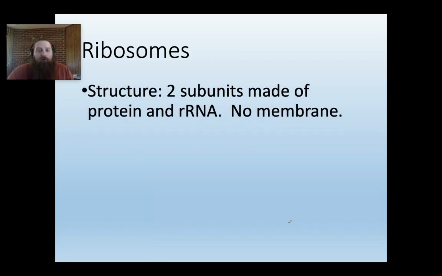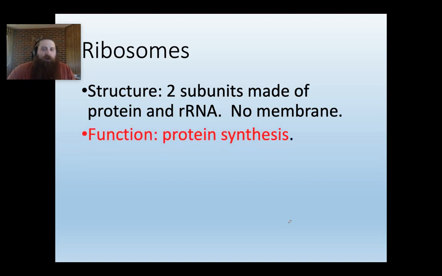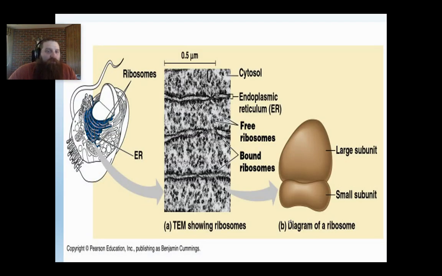Next organelle, the ribosomes. Ribosomes are actually made of 2 subunits, a little bit of rRNA. That little r stands for ribosomal RNA, and some protein. And its job is protein synthesis. Now, when we look at a ribosome, we find them in a bunch of different places. In the cell, we might find them stuck to the rough endoplasmic reticulum, the rough ER. And you can see here in this TEM, this transmission electron microscope image, all those little dots are bound ribosomes.